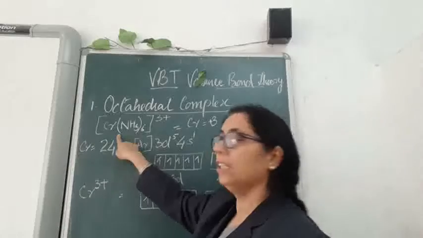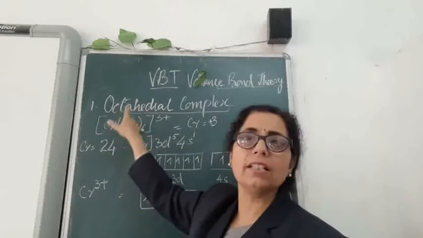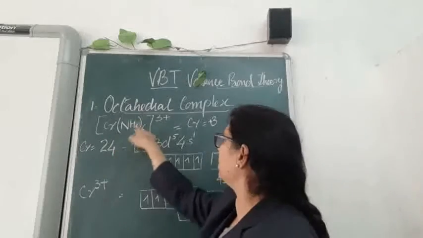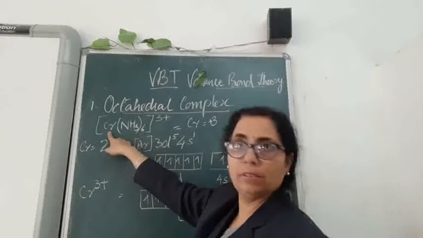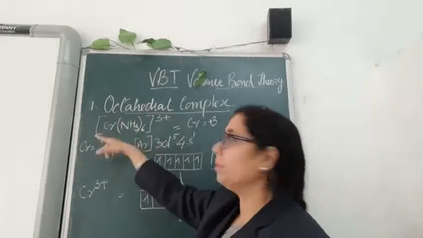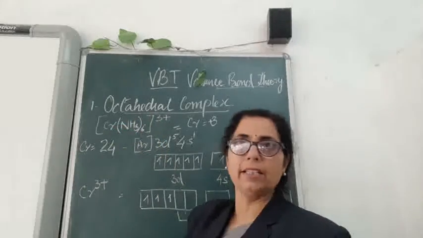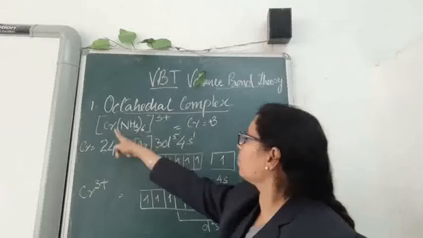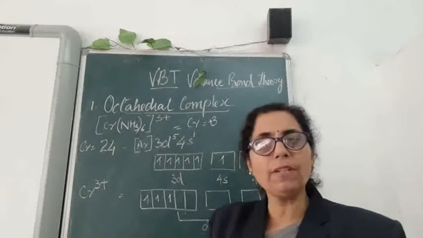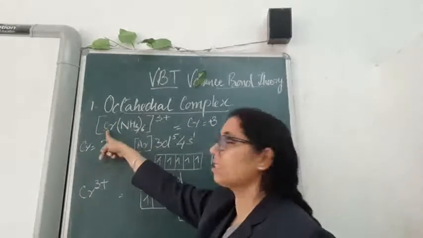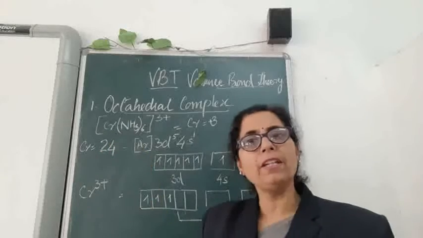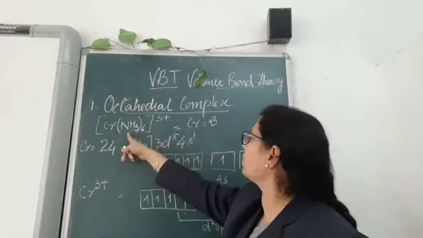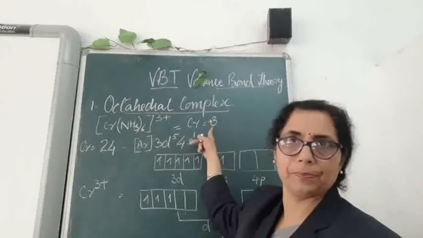In this we will see how the octahedral complex structure is formed by chromium, in this example, hexaammine chromium(III), that is chromium 3+. Because this is the cationic part, we write the name of the metal as it is. Next, we have to see the oxidation state of chromium. You now know very well how to calculate the oxidation state. On calculation we found that it is +3.